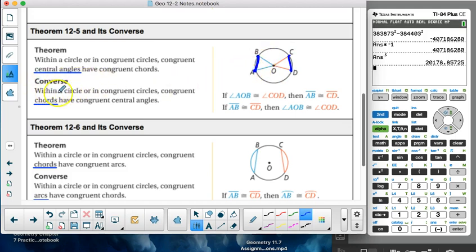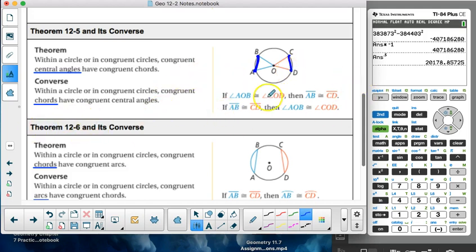Now, the converse of this: within a circle or in congruent circles, congruent chords have congruent central angles. That converse is true. So I have a central angle, and then it creates congruent chords. Well, I have congruent chords, and then I can have central angles that are defined by those chords, from the endpoints of the angle going to the center and back out to the other endpoint of the chord.